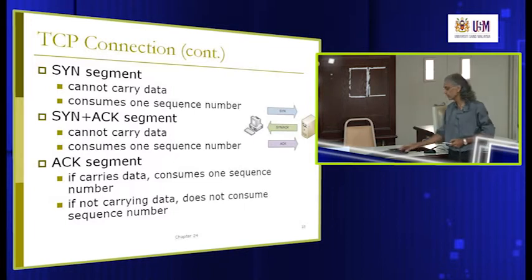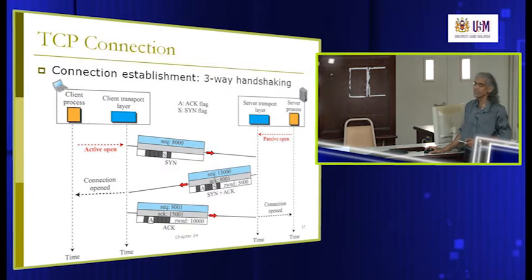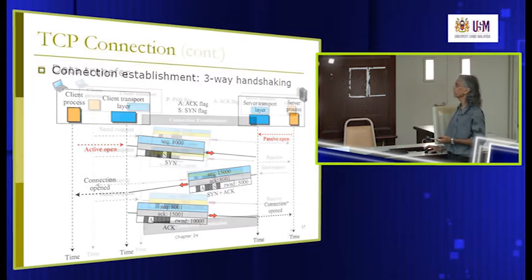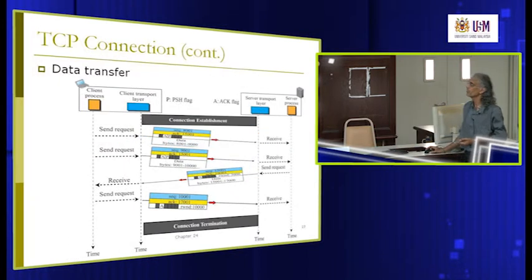So now the connection has been established between the client and the server. Client connection is open, ready to send or receive, and the server connection is also open, ready to receive or send. All right. So now the data transfer can take place. So connection establishment has been done. Now data can be transferred. So the client is sending data now.